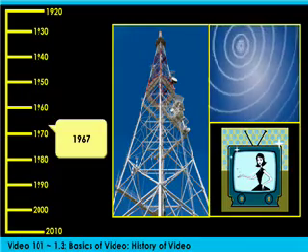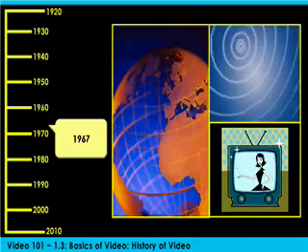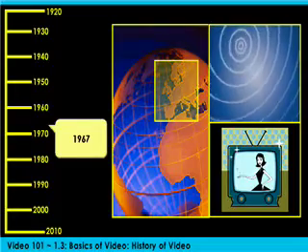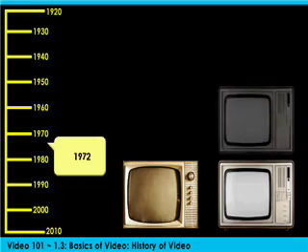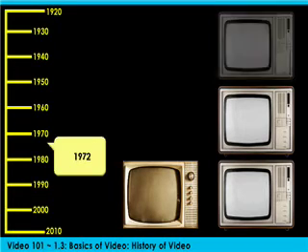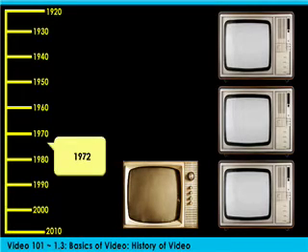Also in 1967, color television broadcasting began in Europe. In the U.S., it wasn't until 1972 that the sales of color television sets outpaced those of black and white sets.